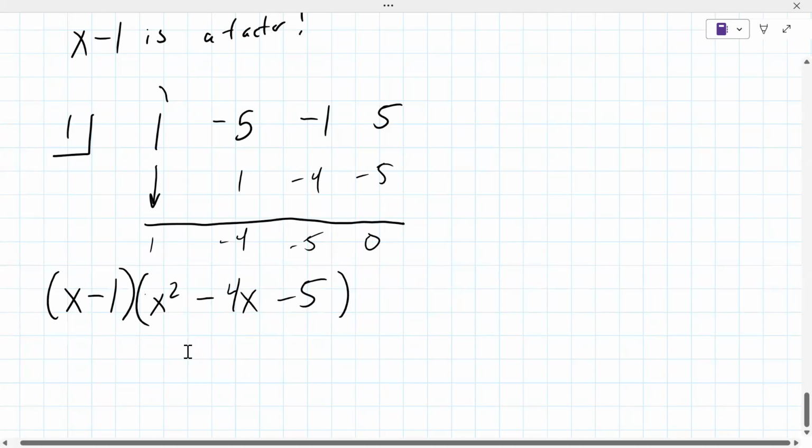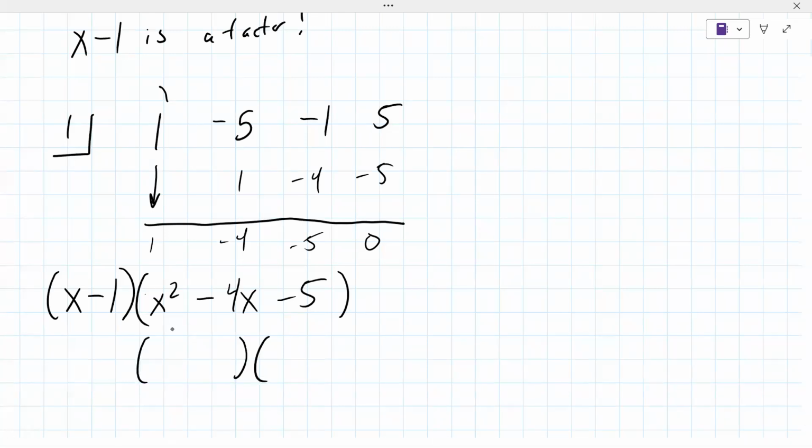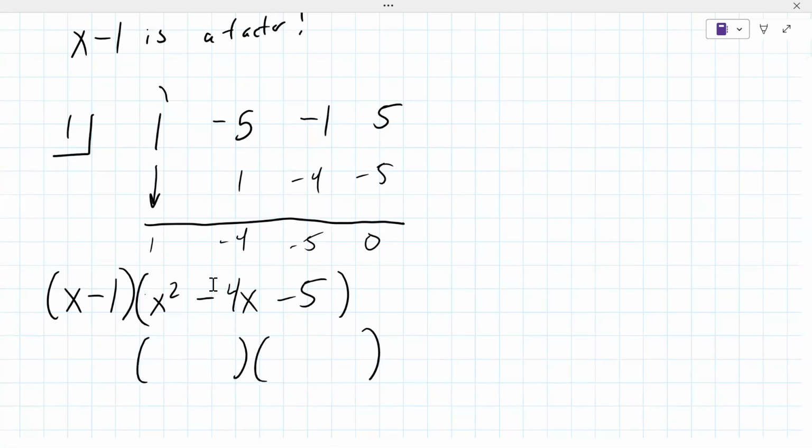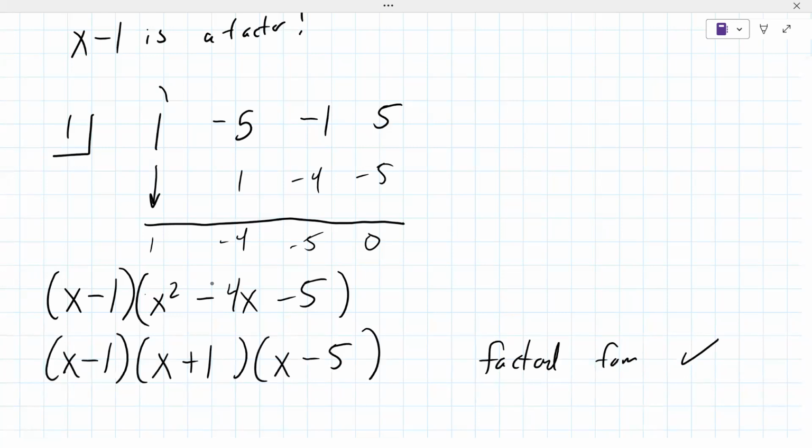Okay, so a new type of factoring here. Two numbers that multiply to -5 but add to -4. Positive 1 and minus 5. So x plus 1, x minus 5. Now, there are two reasons we did this. One was to get it into factored form. We've got that now, check.